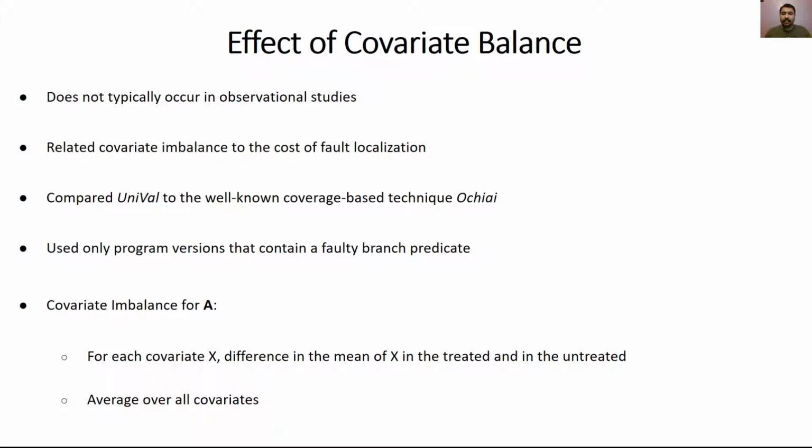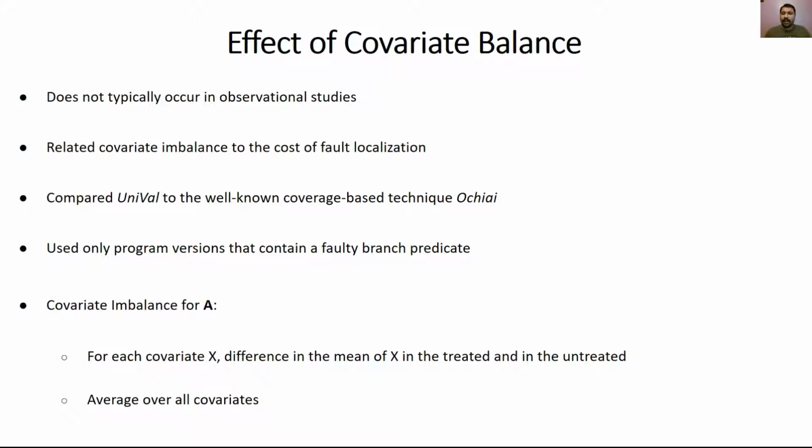In the absence of confounding, the joint distributions of the covariates used for the confounding adjustment should be similar in all treatment groups. This desirable condition is called covariate balance. It routinely occurs in randomized experiments, but typically does not occur in observational studies like the fault localization studies. To better understand the effect of covariate balance and imbalance on the performance of Unival and coverage-based SFL, we measured the degree of imbalance in data sets for faulty Defects4J versions.